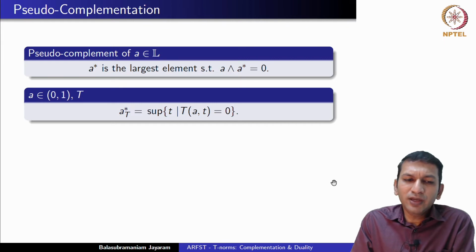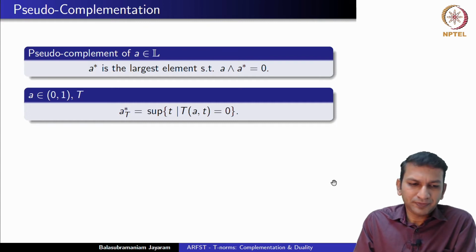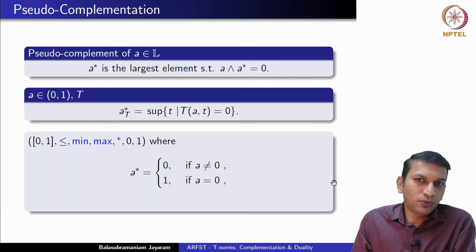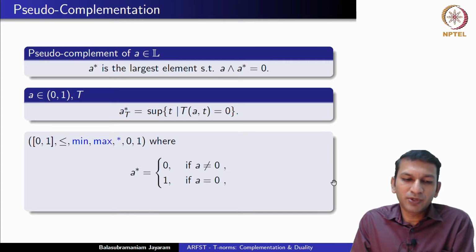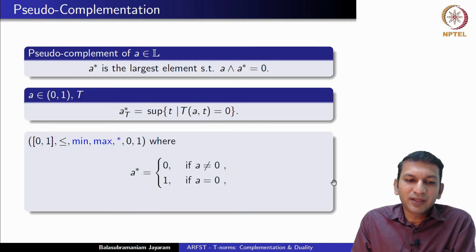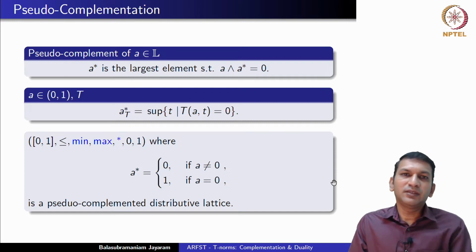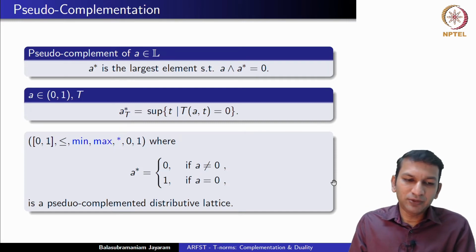So we could look at the supremum of this set, the set which consists of all those t such that T of A comma t is 0. Now if you look at this particular pseudo-complement that we have obtained to make this structure a pseudo-complemented distributive lattice, it is clear that this A star actually has been obtained by the formula above when T was the corresponding minimum T-norm.